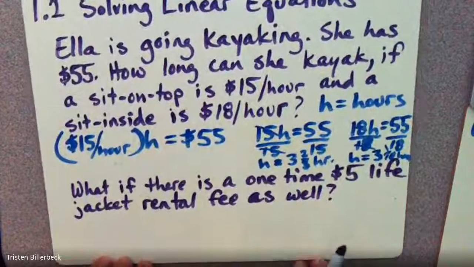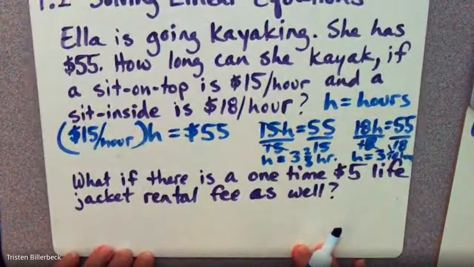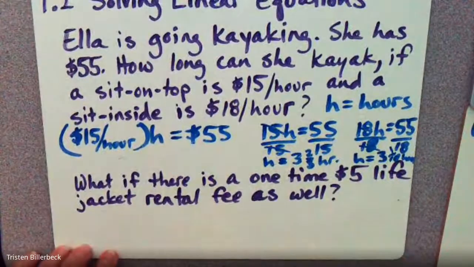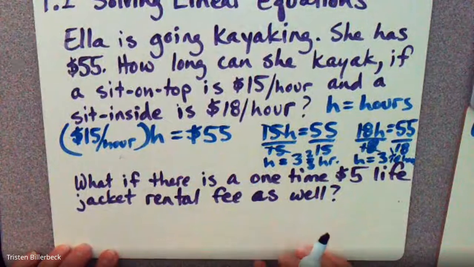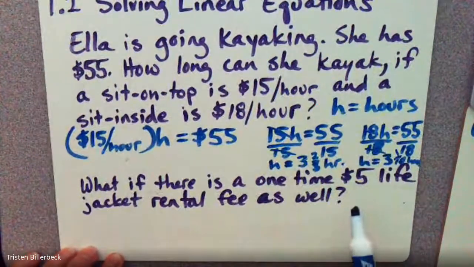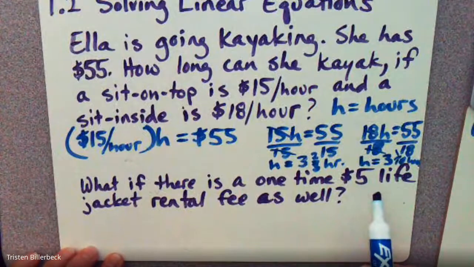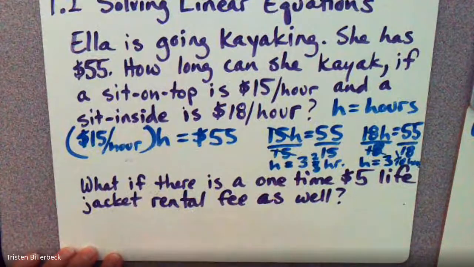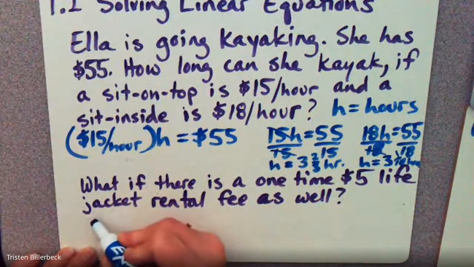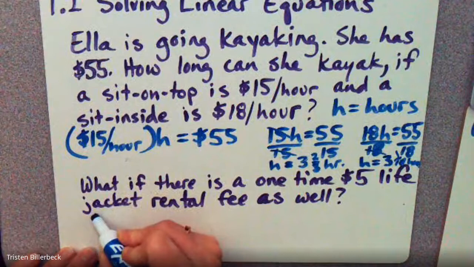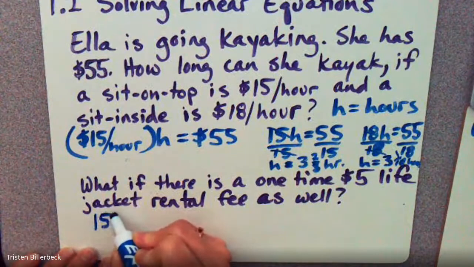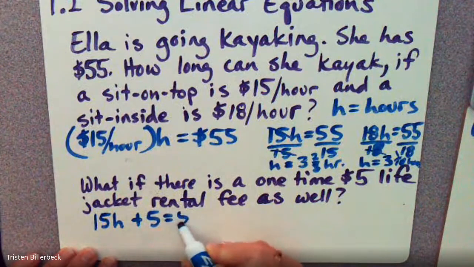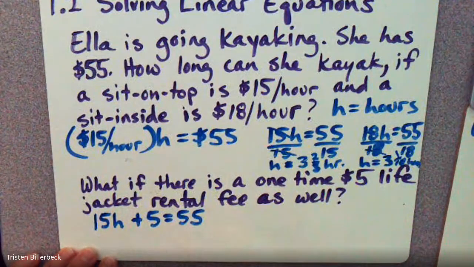But what if there's a one-time life jacket rental fee? Because you might bring your own life jacket that fits you nicely and is a nice kayak life jacket versus the ones they rent. But let's say you didn't bring one and you can't kayak without a life jacket, so there's a $5 fee. So we would set that up a little differently. For the sit on top, it would still be $15 an hour, but then we add $5 equals $55. So that's how we'd set up that one.